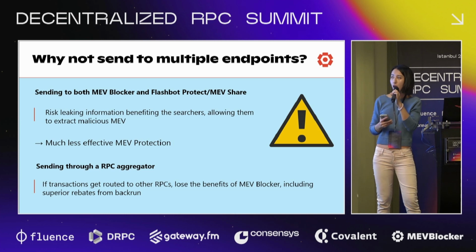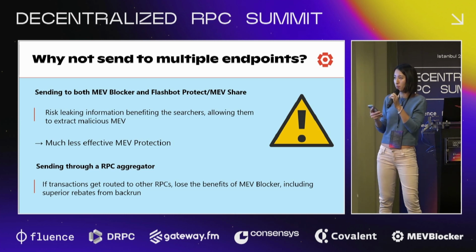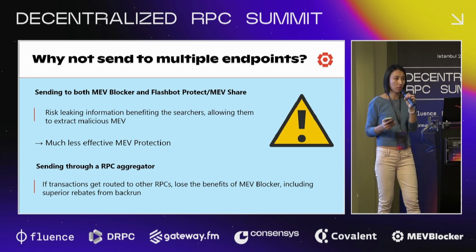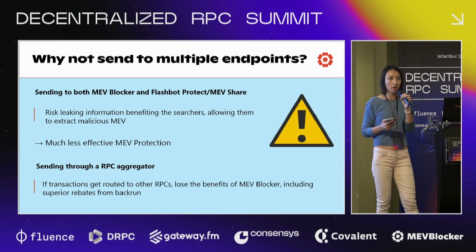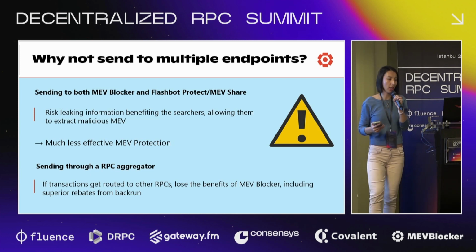Sending through an RPC aggregator is acceptable if they channel to MEV Blocker and only to MEV Blocker. But if they, again, send it to multiple endpoints, the same privacy leakage happens. And if they end up sending it to an inferior version of the MEV protection RPC, then I'm sorry, you won't get rebates and you'll be much less well protected.